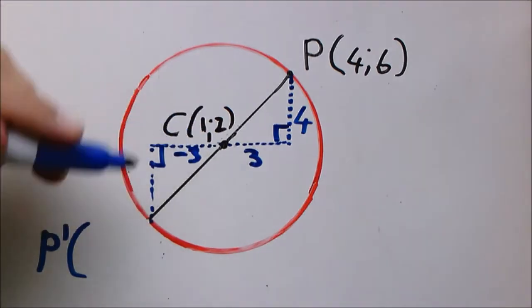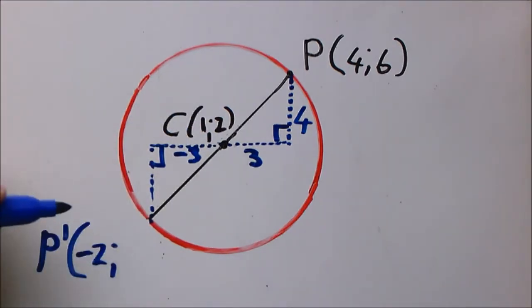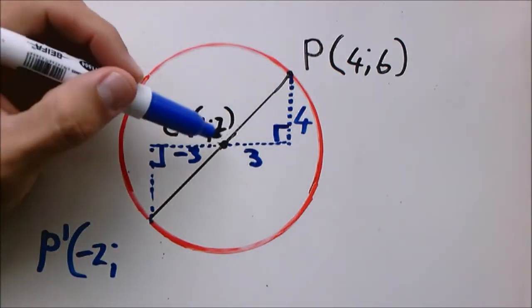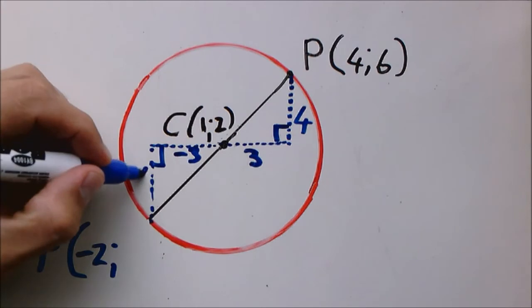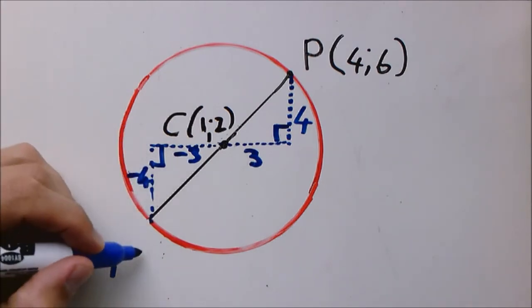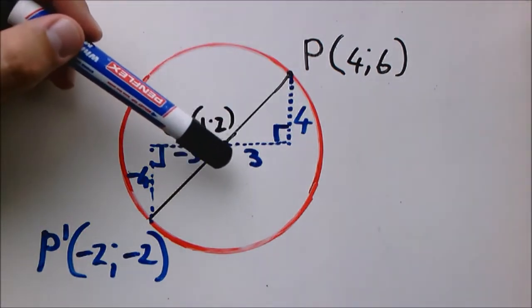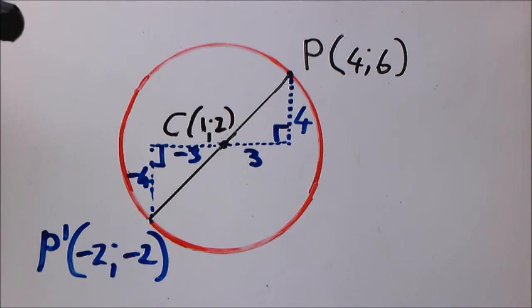So 1 minus 3 is negative 2. And whatever we added, 2 plus 4 became 6. Now we're going to say 2 minus 4, and that will become negative 2. So we still had symmetry, but our center was not at the origin.